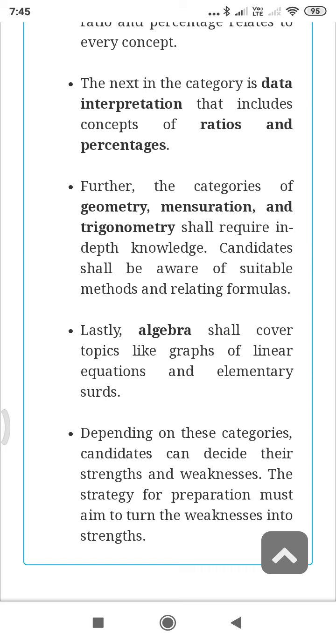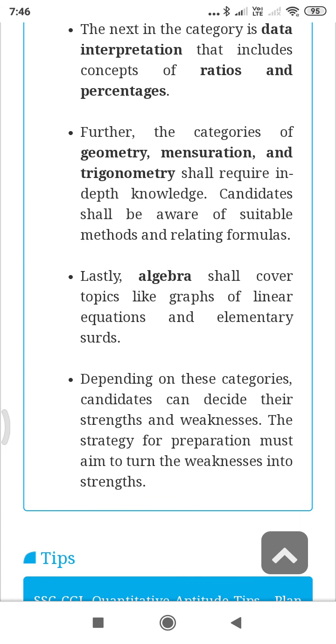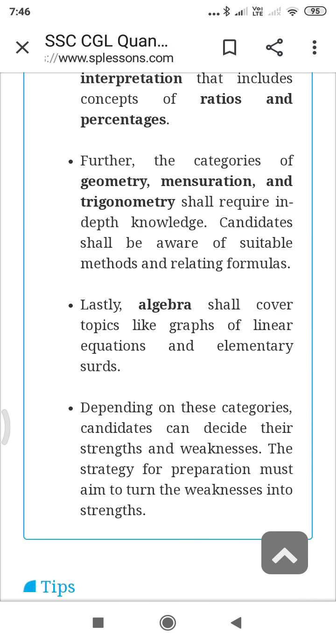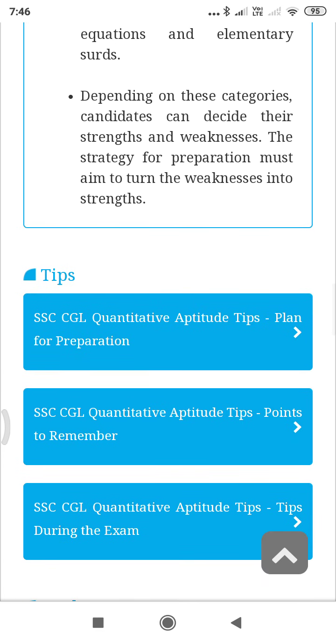Further, the categories of geometry, mensuration and trigonometry require in-depth knowledge. Candidates shall be aware of suitable methods and relating formulas. Lastly, algebra covers topics like graphs of linear equations and elementary surds. Depending on all these categories, candidates can decide their strengths and weaknesses. The strategy for preparation must aim to turn the weaknesses into strengths. So let's see the tips and the plan for the preparation.